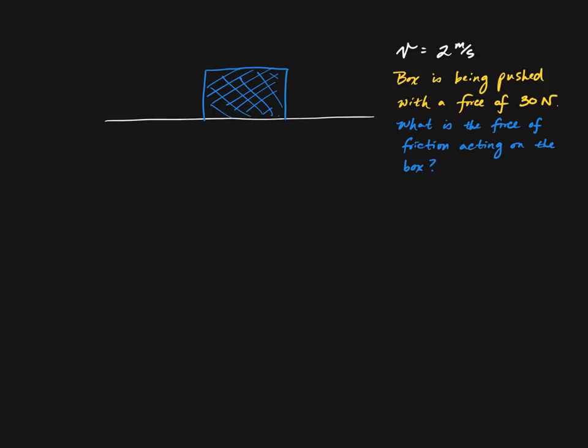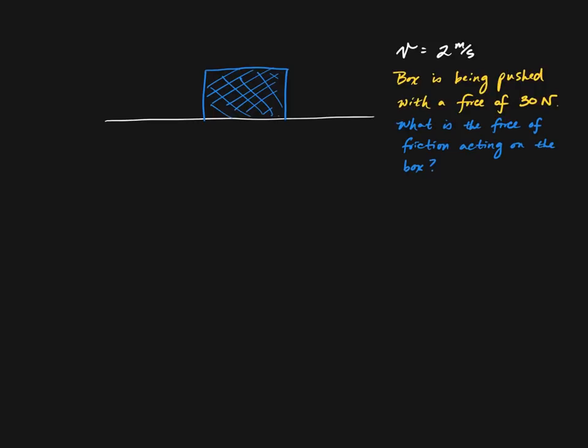Alright, so to give you an idea of how we can use these equilibrium equations that were discussed previously, really simple scenario here. So we have a box, and it's moving at a constant velocity of 2 meters per second. The box is being pushed with a force of 30 newtons. We need to figure out what the force of friction acting on the box actually is.